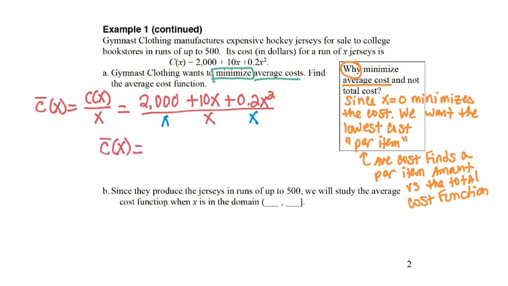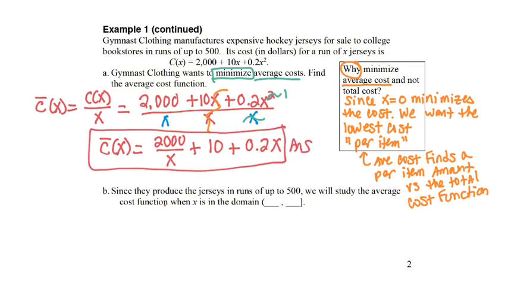So my average cost function is, first I focus on 2,000 divided by x. This does not simplify, so I just have 2,000 over x. Next, I focus on 10x divided by x. Since the x's cancel, I just have a 10. And finally, I need to focus on the last term, which cancels one x from the bottom with one of the x's on the top to just give me 0.2x. And so now we have our answer.